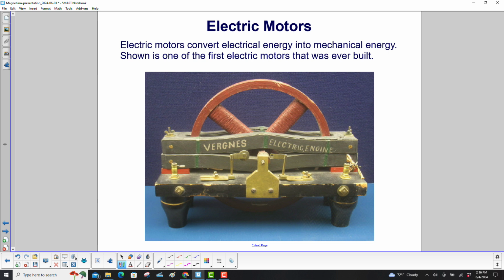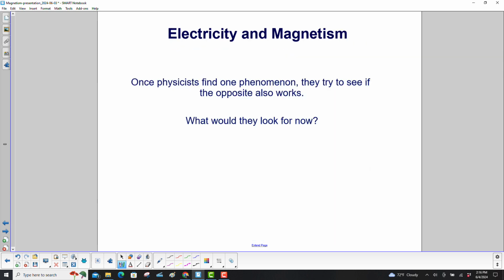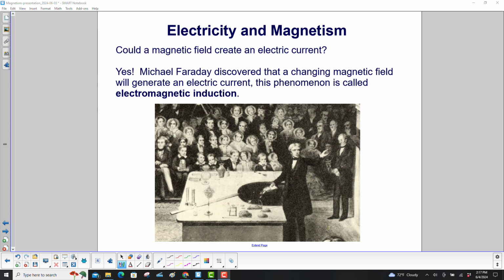Shown here is one of the first electric motors that was ever built. See all the coils here? And that would rotate this thing. Once physicists find one phenomenon, they try to see if the opposite also works. So what would they look for now? This was their question. Could a magnetic field create an electric current? And the answer is yes.